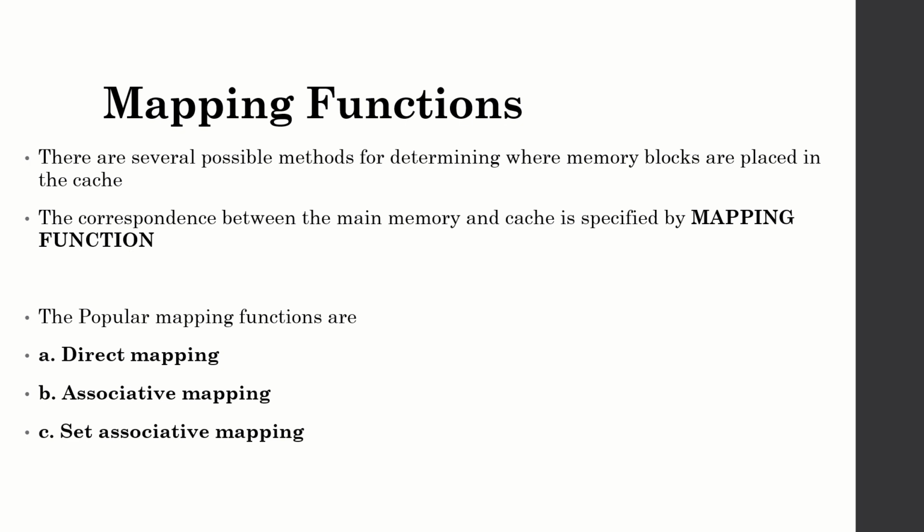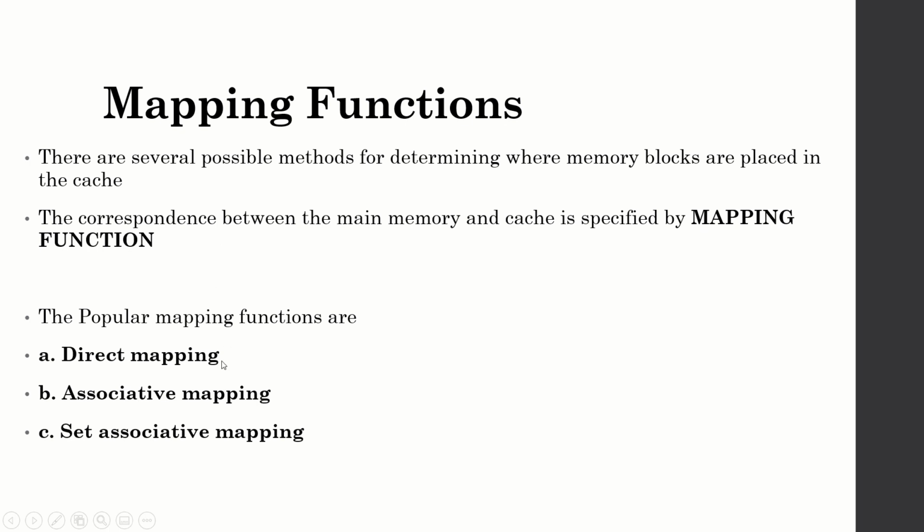That is, a correspondence between the main memory and the cache memory is specified by the mapping function. One more point is that the size of the cache memory is less when compared to the main memory. That is, it can only store a small number of blocks, but the main memory capacity will be very huge. So whenever we want to take any block from main memory to cache memory, we have to decide at which cache block that corresponding main memory block will be stored, and that is based on mapping functions.